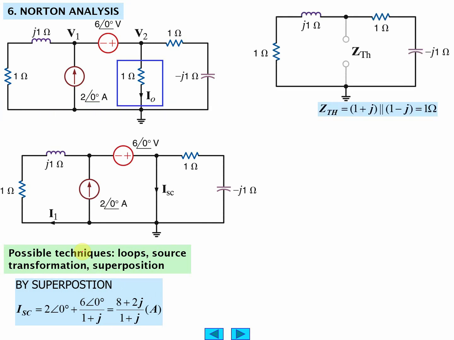So get the equivalent impedance and what is the impedance of the network that this sees? And remember that you can make the voltage sources into shorts and the current sources into opens.